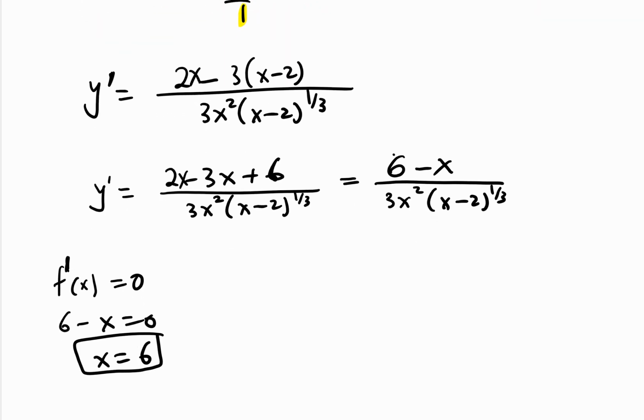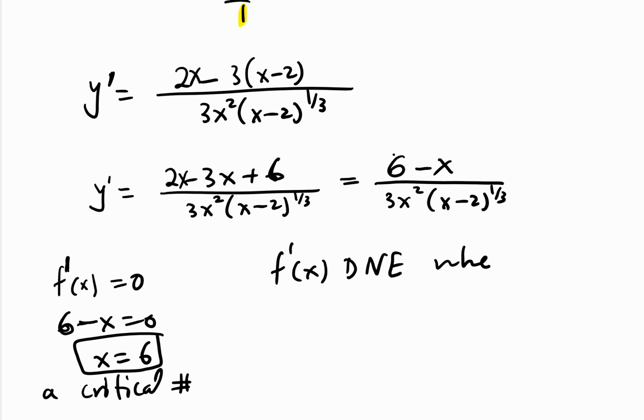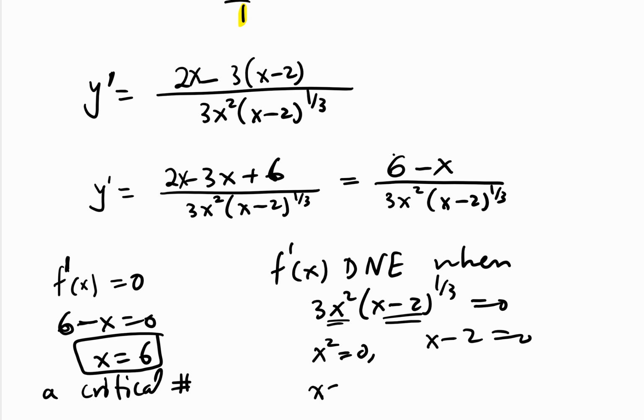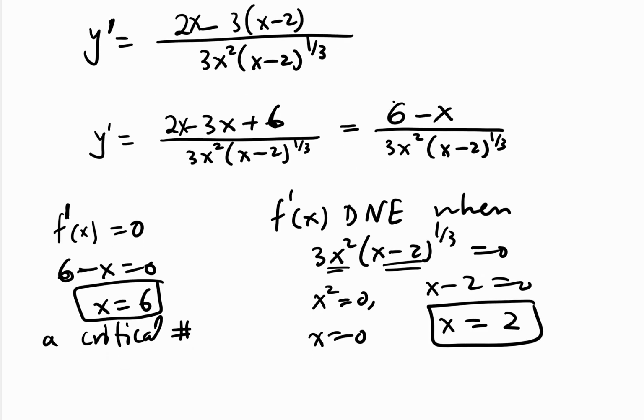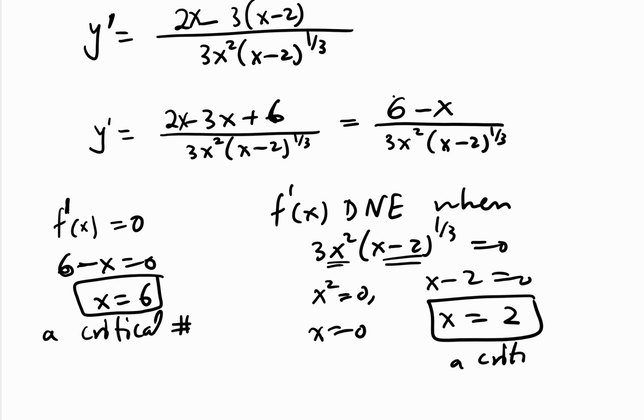So f prime equals 0 when x is 6, so that's okay. So this is one of the critical numbers. And f prime of x does not exist when the denominator is 0. The denominator is 0 when x squared is 0, and when this is 0. So when x is 0 or x is 2. 2 is fine, so this is also a critical number.